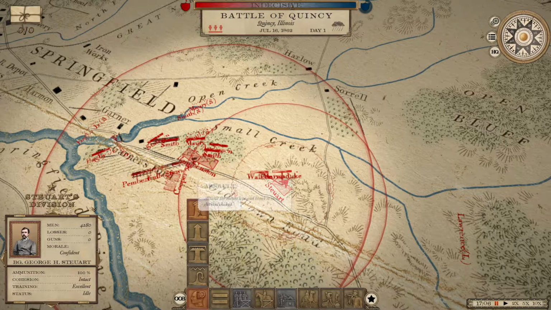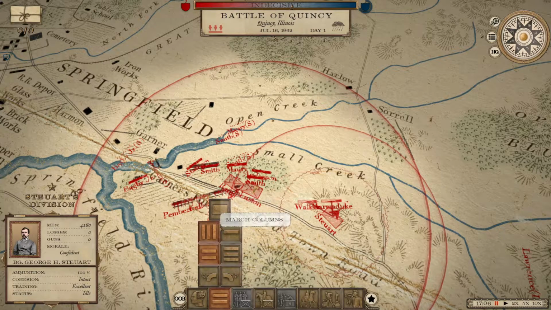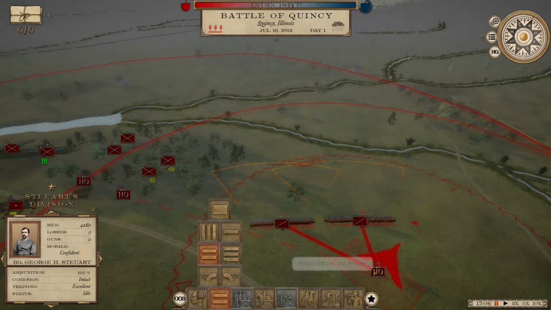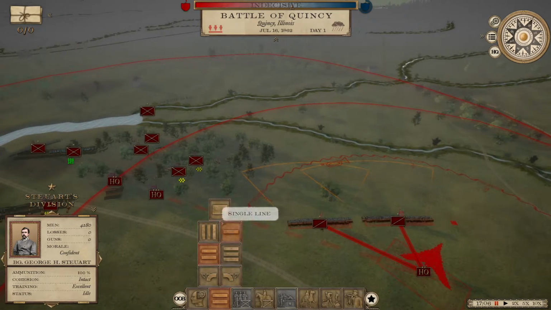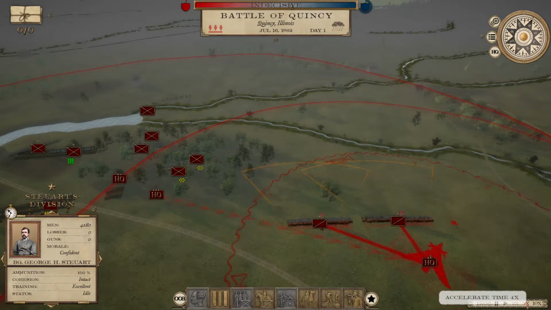If you want to step back and just see how things go if you give the AI general orders, let them figure it out, you could do that here under the initiative. Again, I'm the consummate micromanager, so I'm not going to do that. What else you can do is change their formation. I actually don't know if March Column does anything for cavalry. I guess I'm about to find out.